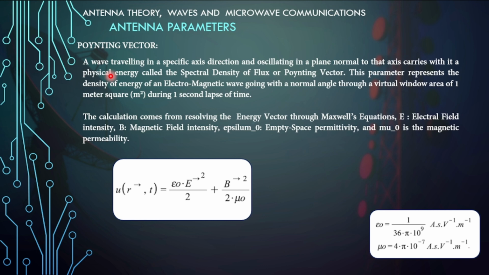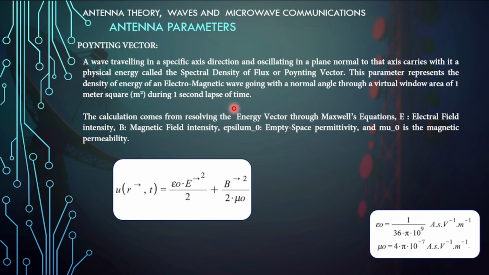Poynting vector. What's the definition of a Poynting vector? A wave traveling in a specific axis direction and oscillating in a plane normal to that axis carries with it a physical energy called the spectral density of flux, or Poynting vector. So the Poynting vector is the spectral density of the flux of the electromagnetic wave being propagated, being radiated. This parameter represents the density of energy of an electromagnetic wave going with a normal angle through a virtual window area of 1 square meter during 1 second.